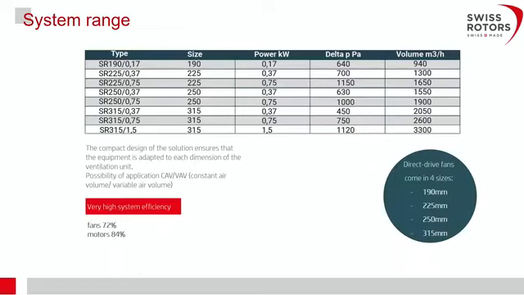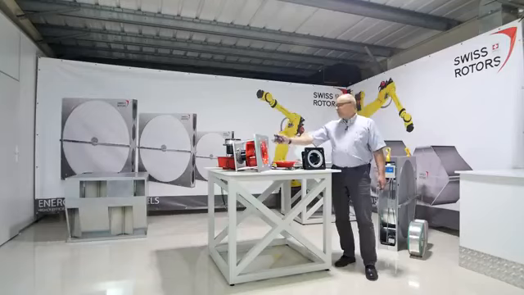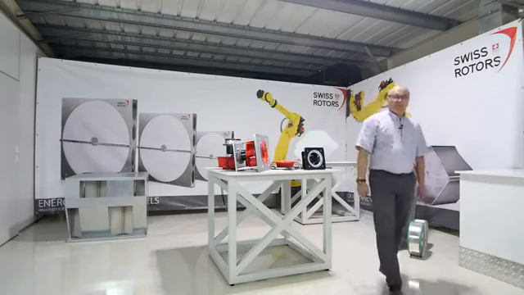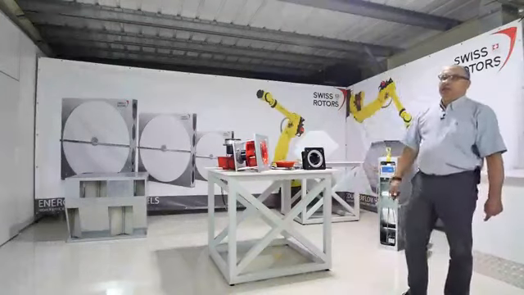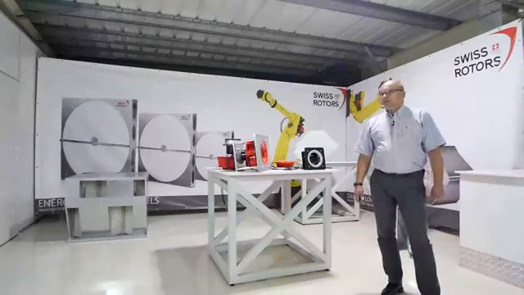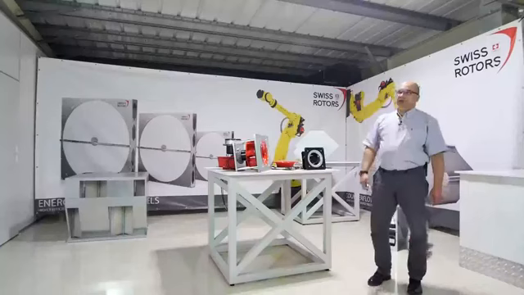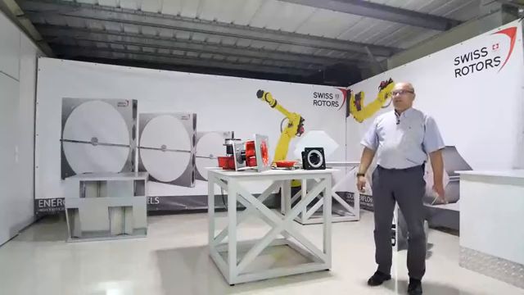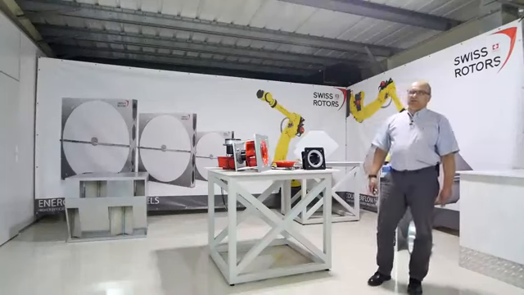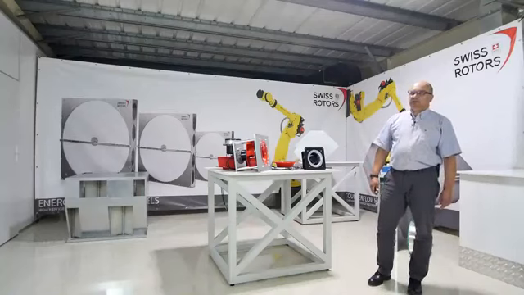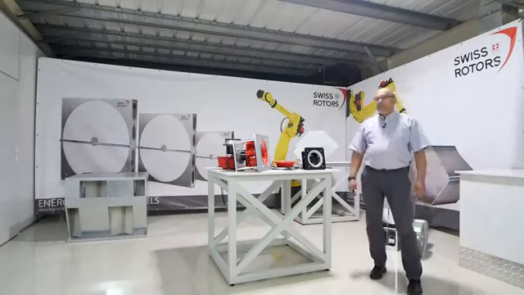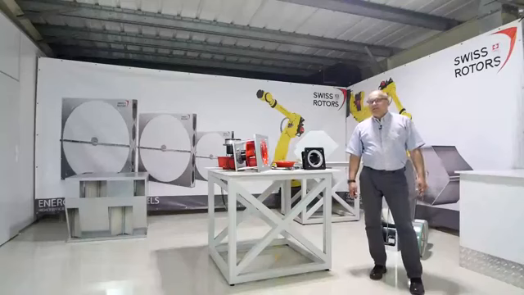As I mentioned, we have some sizes of the fans, starting from 190, then 225, 250, and 315. It is the nominal diameter of the impeller. And the motor which we use for the smallest fan is just 0.17 kilowatts. And for the other ones we have 0.37, 0.75, and 1.5 kilowatts. And thanks to it, we can have very nice air volume.